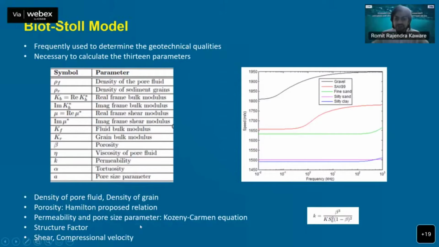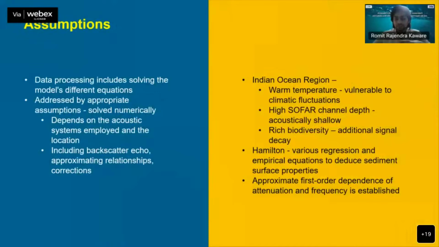The permeability and pore size parameter are calculated using the Kozeny-Carman equation, which is given here. Similarly, porosity is calculated using the equation given by Hamilton. Hamilton, Bachman, and Berryman also provided various regression equations for the calculation of all these parameters. So these are calculated. Then, what does the mathematical model involve? It has various equations. The solution of the model involves solving complex equations so that a numerically solvable solution could be deduced, and in order to simplify them, assumptions need to be made.